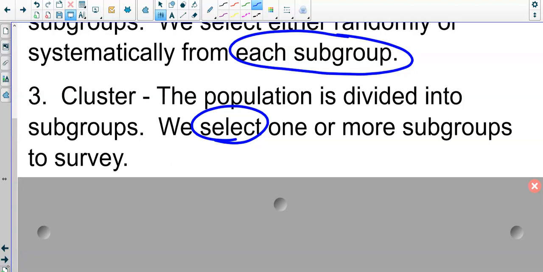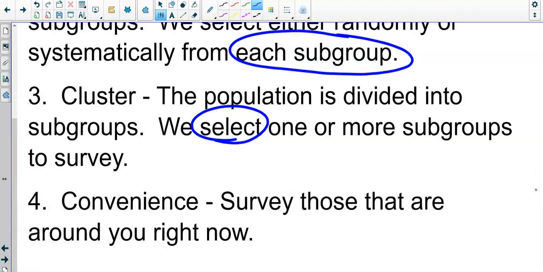And the last one that we'll talk about that is possible with surveying is convenience. You're just going to survey those that are convenient to you. For instance, I could survey all 30 of you in this class because that is convenient. I have a captive audience. You're not going anywhere. And I can get your answers for whatever survey questions I need. That's called a convenience survey because you are conveniently right in front of me right now.